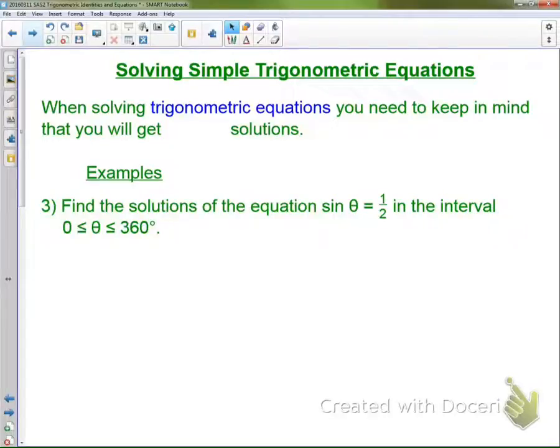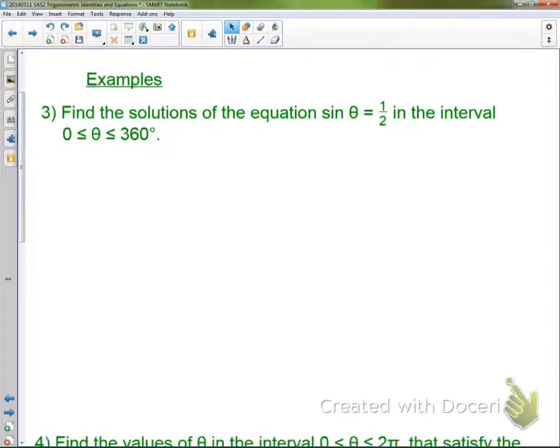In this section, we're going to look at solving simple trigonometric equations. When you're solving trigonometric equations, you need to keep in mind that you're going to get multiple solutions. As we saw in chapter 8, our trigonometric functions had multiple angles that could give the same values. There isn't much theory to pick up in this chapter, so let's just take a look at some examples.